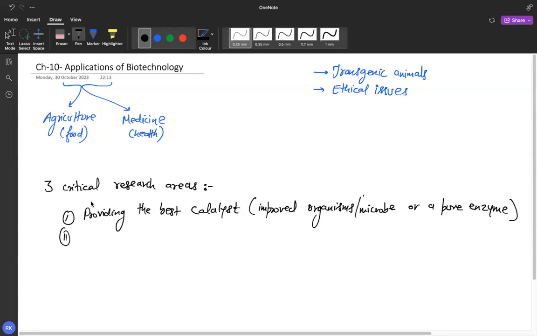Second is, even if we have the best catalyst, which is a product of genetic engineering, we need the best conditions in which this works. So the second is doing the best bioprocess engineering, which is creating optimal conditions. Agree?